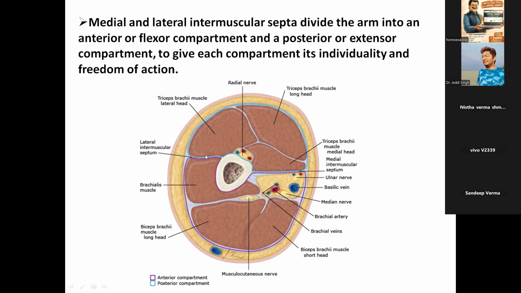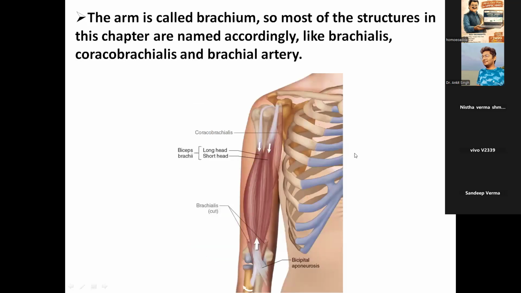So the portion present in front of these two intermuscular septa, we called it as an anterior compartment. The portion behind this intermuscular septum, we called it as a posterior compartment. The anterior compartment is also called as a flexor compartment. The posterior compartment is also called as an extensor compartment, right? So with the help of this intermuscular septum, we are dividing the arm into two parts, flexor or the anterior compartment, extensor or the posterior compartment, right?